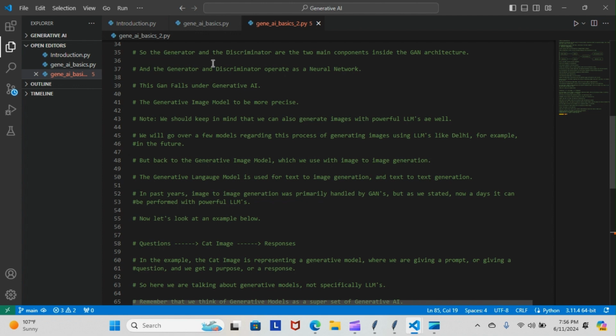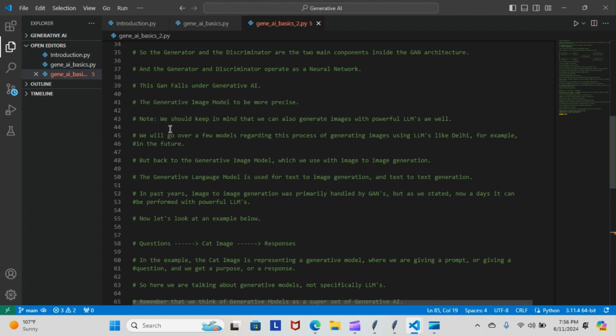Okay, so a generator and a discriminator are the two main components inside of the GAN architecture, and the generator and discriminator operate as neural networks. This GAN falls under the generative AI umbrella, and a generative image model to be more precise, not the generative language model.